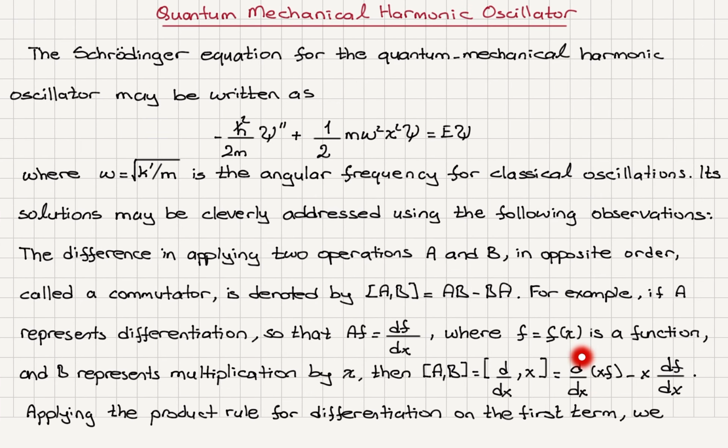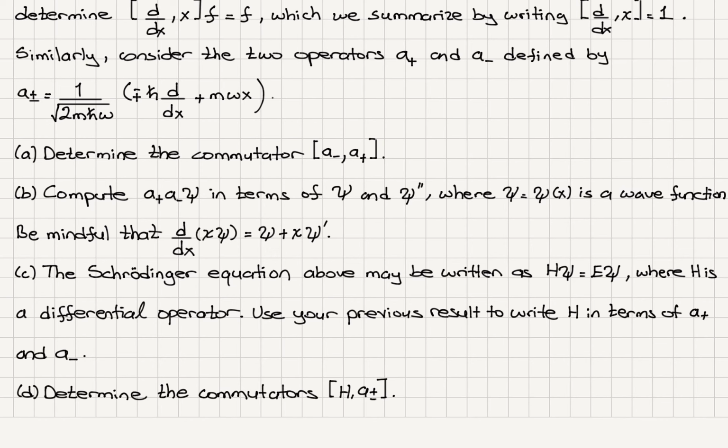So if you take a derivative with respect to x, you will get 1 times f plus x times df dx. And then we have minus x times df dx. They will cancel out and we will get f, as suggested here.